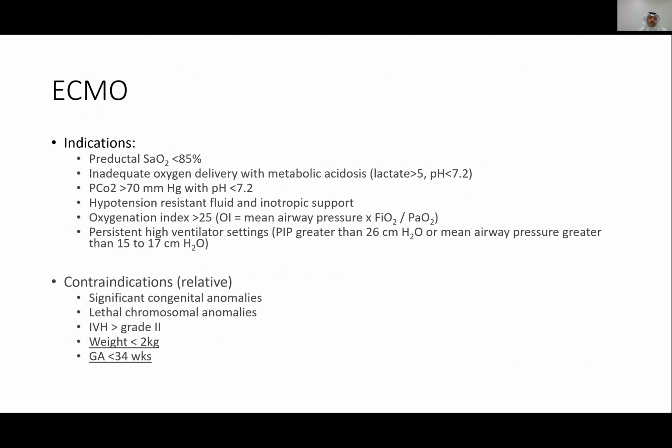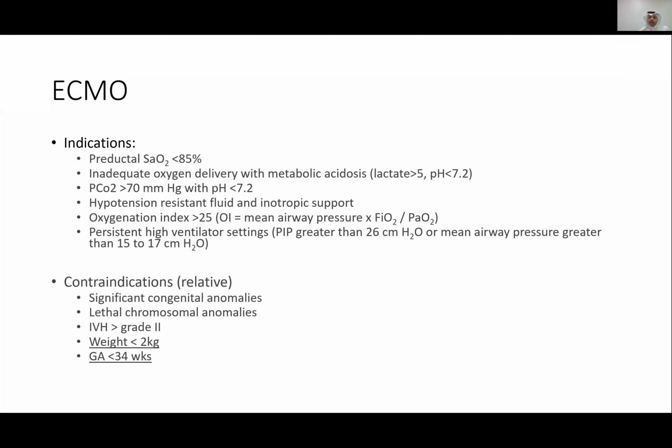So what are the indications for ECMO? Generally patients who are not doing so well. So let's say preductal SAT less than 85%. A patient who is persistently acidotic. So you give oxygen and the acidosis does not improve, the lactate is high, they're just not doing well. Patients who are severely hypercapnic, so over 70 despite your maximum ventilation strategies. Patients who are hypotensive, resistant to fluid and inotropic support. Those patients will be served better by VA because VA supports the blood pressure.